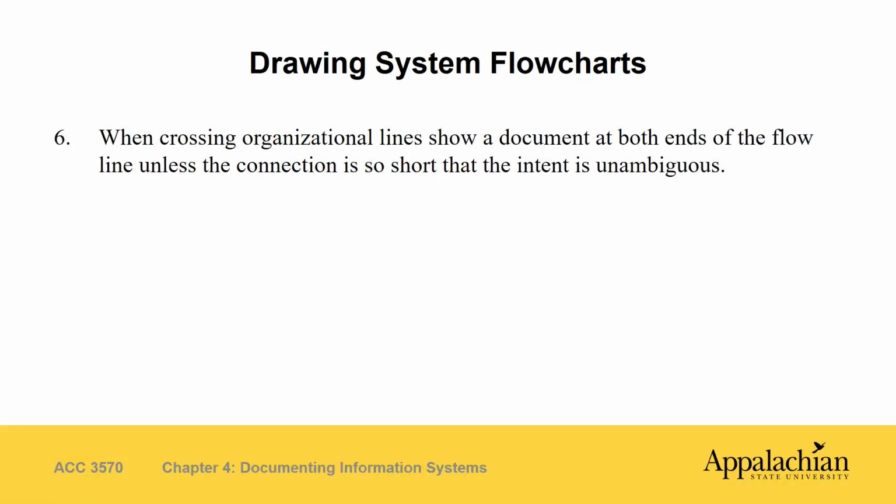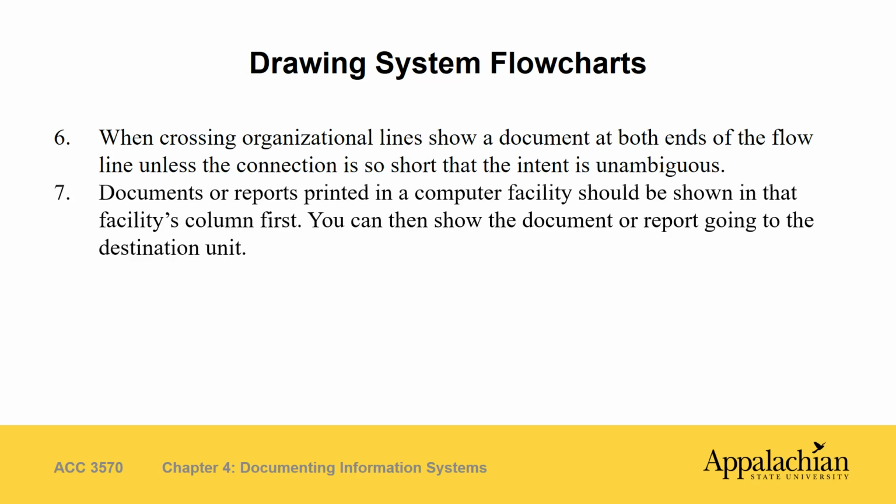When crossing organizational lines, show the document at both ends of the flow line unless the connection is short and the intent is unambiguous. So what you want to do is, if you're going from one entity to the other, when you're crossing the line, show a document at both ends. So if you have, for instance, an example that I'm going to show in a minute, you end up having within the last internal entity printing a shipping document, have that shipping document, and then show that shipping document in the external entity with the warehouse.